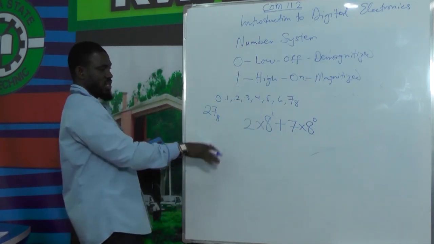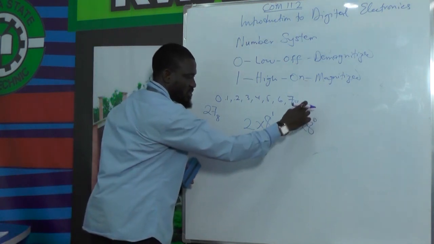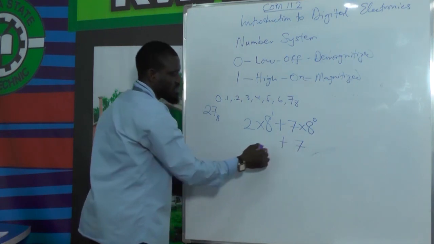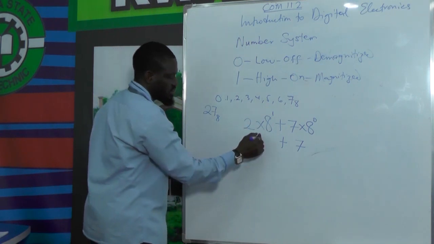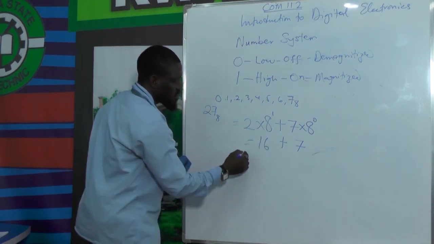So in this case now, we can further break it down. 8 raised to power 0 is 1. 1 times 7, that is 7. Plus 8 raised to power 1, that is 8. 8 times 2, that is 16. So by the time we add this up now, we now have what?